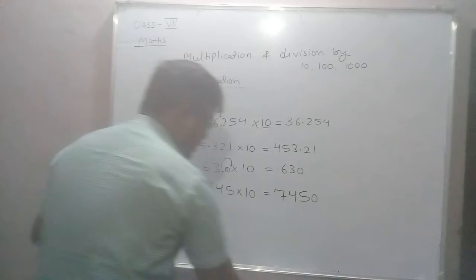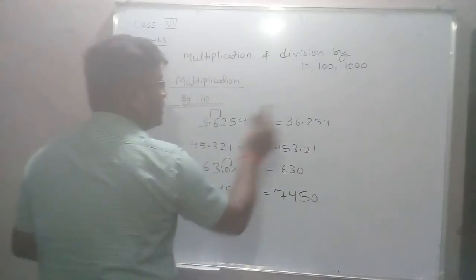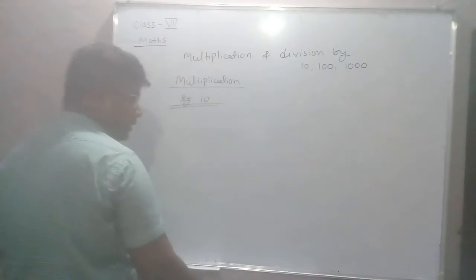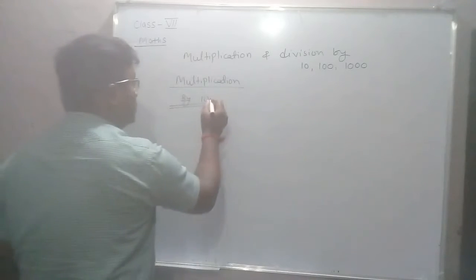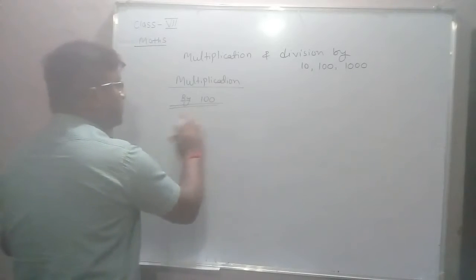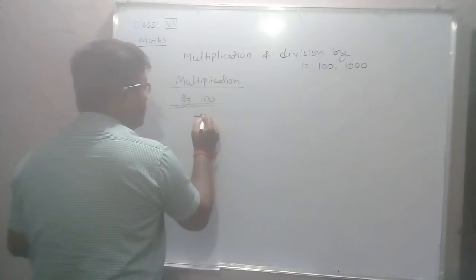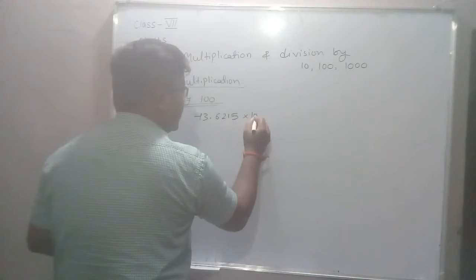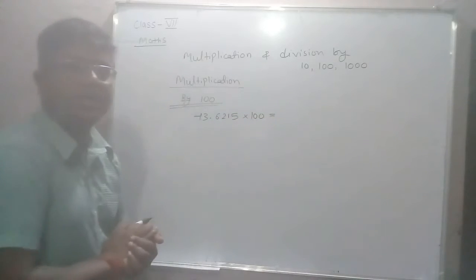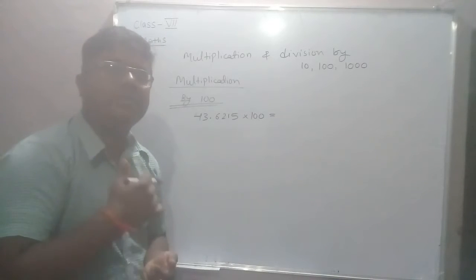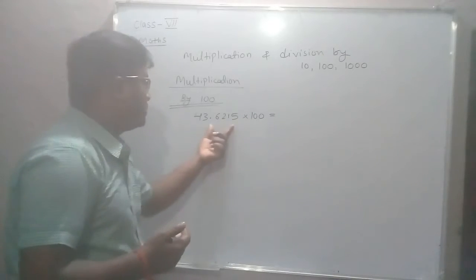Now let's see by 100. In the same way, by 100 you need to shift the decimal point towards the right. We are going to multiply by 100 now. Suppose the question is 43.6215 multiplied by 100. We need to shift the decimal again. How many places? Just two places.